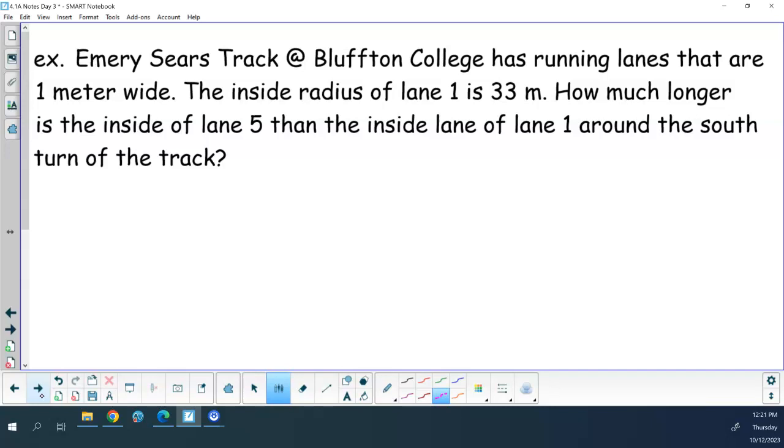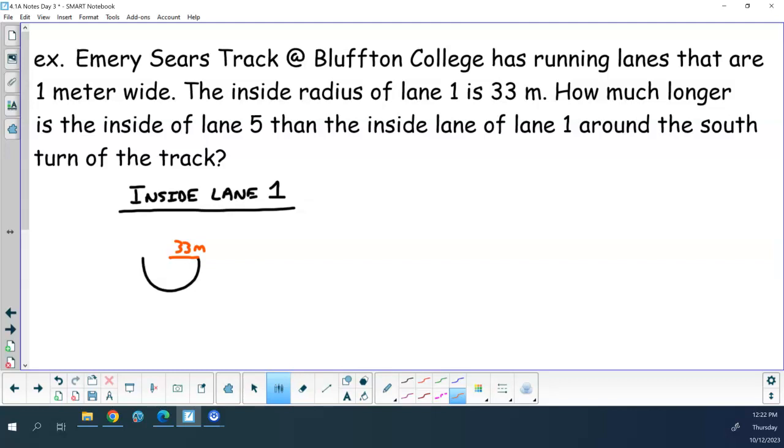Okay? So let's talk about the inside of lane 1. The inside of lane 1 would be like that. Agree? It's got a radius of how much? Radius of the inside of lane 1. It's literally written in the problem. 33 meters.